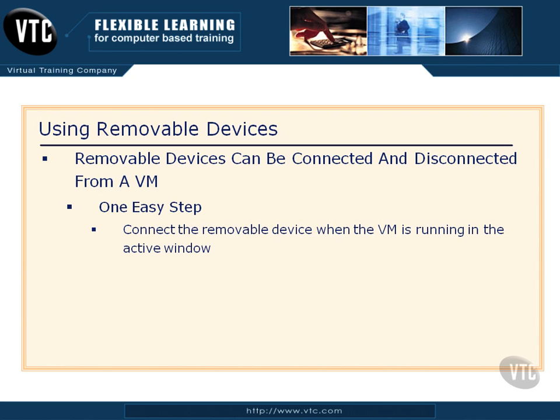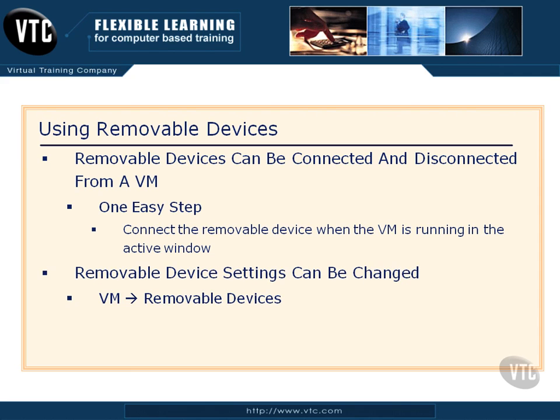Now, the one easy step method is to simply connect the removable device when the virtual machine is running in the active window. So bring it up, make it active, have it running, and just put your USB device in, and it's going to see it. Now, a removable device setting can be changed. If you go back to the VM menu item, choose removable devices, some of them say settings, and you will be able to change things. Now, some of them don't.